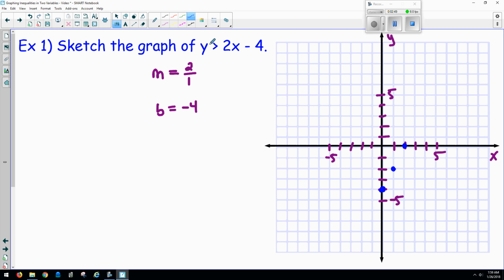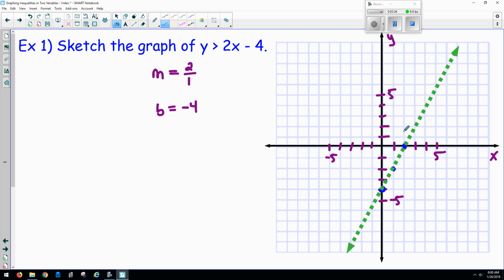Now I'm going to pay attention to the symbol. Because it's greater than, this is going to get a dashed line. So I'm going to use this green line here because it's already dashed. And to get straight lines, you can use the lid on your calculator case. But make sure you try to have straight lines.